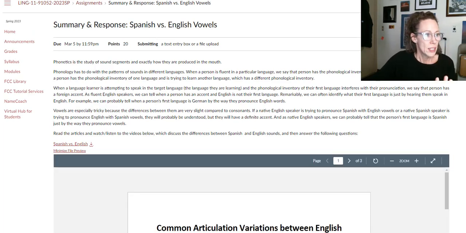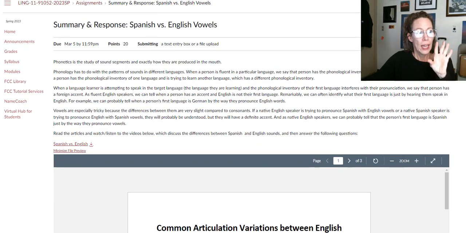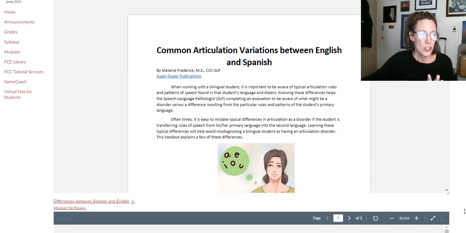Okay, for this assignment, what you're going to be doing is comparing Spanish and English vowels. Now, to do this assignment, you do not need to know Spanish. In fact, it might actually be easier if you don't know Spanish, because some of your knowledge might get in the way. If you're coming with a blank slate, it might be a little bit easier.